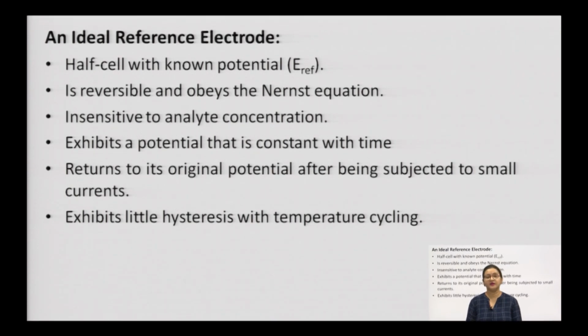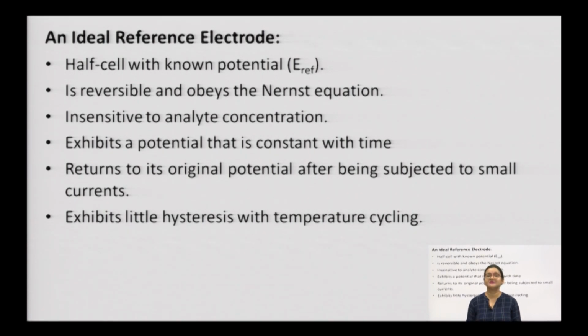Another important characteristic is that if a small fluctuation takes place during the titration, it returns to its original value after showing a small fluctuation of currents. Then it exhibits little hysteresis with temperature cycling. We all know what hysteresis is. Hysteresis is the motion or kinetic movement inside a solution with the change in temperature.